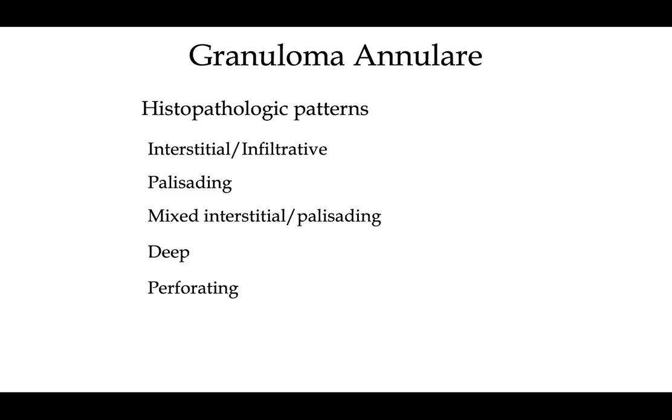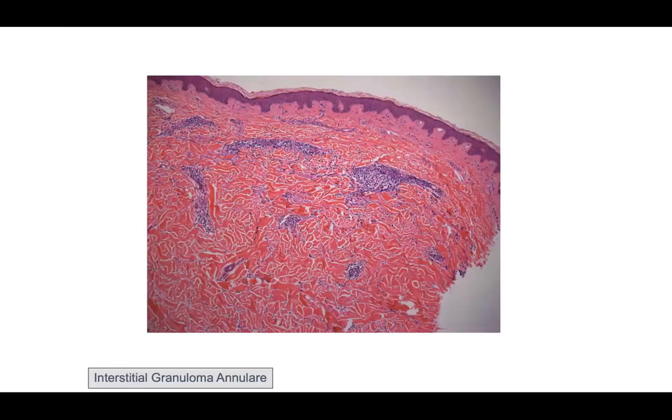So granuloma annulare, we talked about the histopathologic patterns. You can have interstitial or infiltrative granuloma annulare, your traditional palisading granuloma annulare, your mixed interstitial and palisading, which I see a lot in real life, deep granuloma annulare, and perforating granuloma annulare. So here's an example of interstitial granuloma annulare.